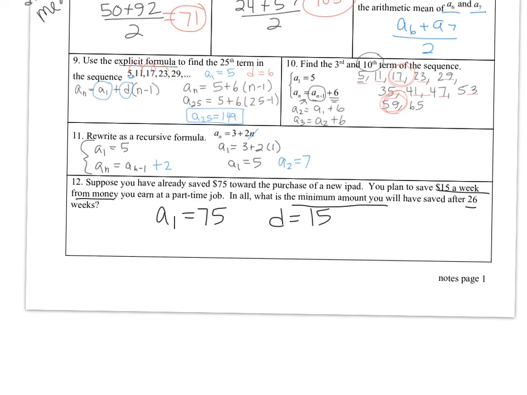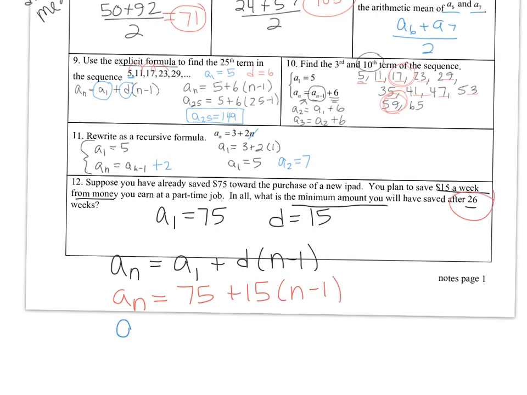So I'm going to use my formula a of n equals a sub 1 plus the difference times n minus 1. So I'm going to plug in a sub n equals a sub 1, which is 75, plus 15 times n minus 1. But now I want to plug in 26, so I'm going to plug in a sub 26, which represents the 26th term, equals 75 plus 15 times 26 minus 1, and I'm going to calculate that. So I get $450. So minimally, I'll have saved $450.